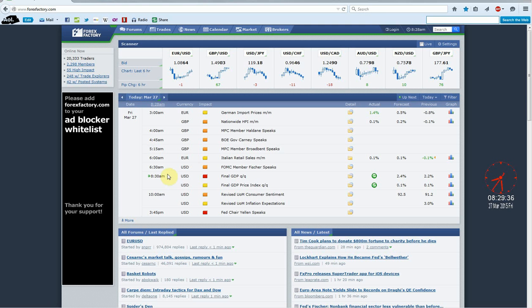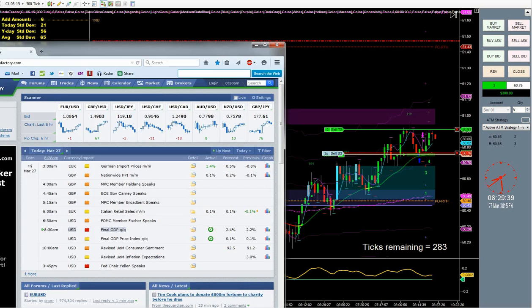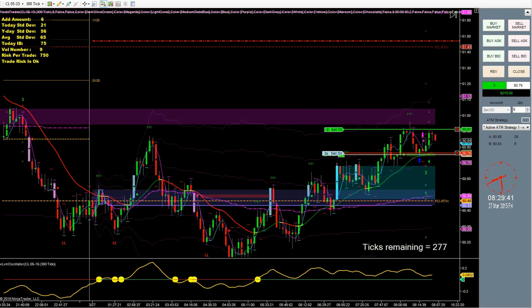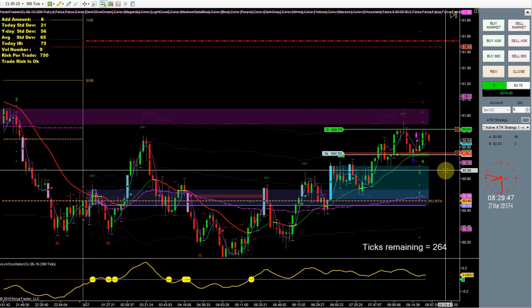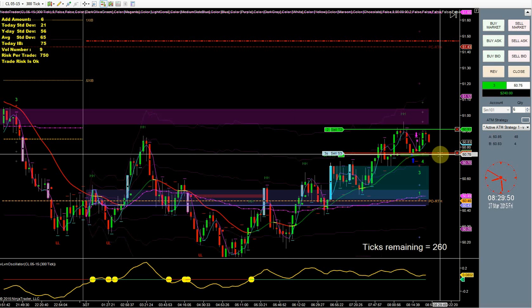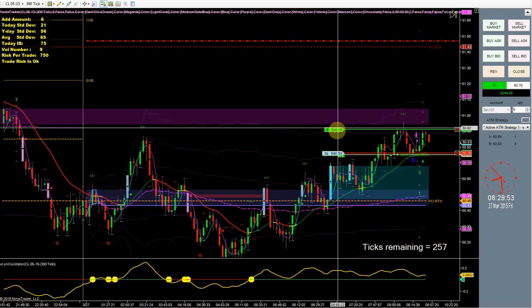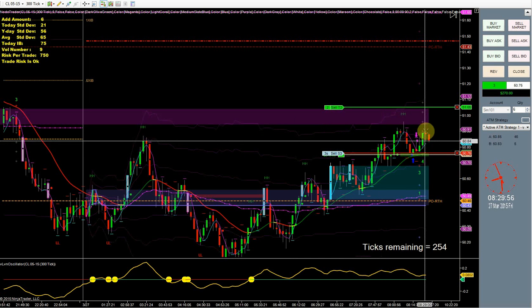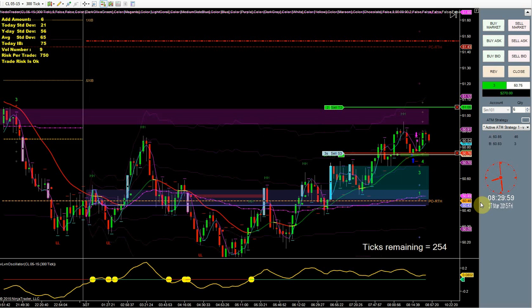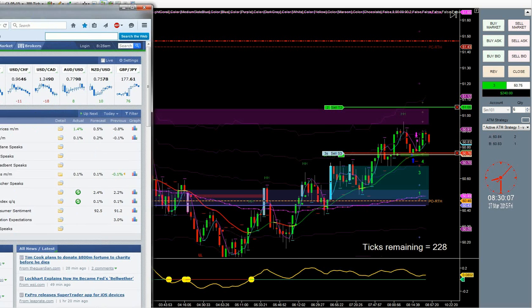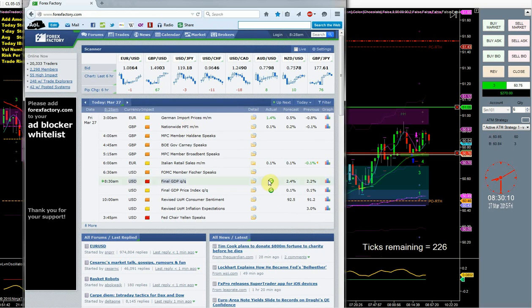And here's that final GDP USD. Alright, we've got about 20 seconds. Hopefully we'll be able to stay in. If it spikes down, we'll be taking out right here. If it spikes up, we should shoot through that level pretty easily. Alright, a couple seconds to go. And no spike whatsoever. And that's okay.